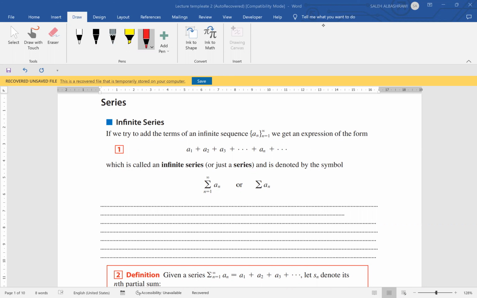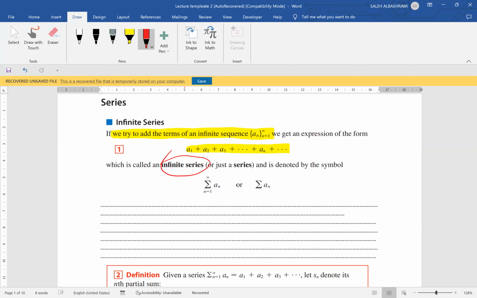Welcome to this lecture, which is speaking about the series. The last part we spoke about the sequences, and we say the sequence is a function whose domain is the positive integers. For the series, it is related to the sequence in a way that if we try to add the terms of an infinite sequence, we get an expression of the form a1 plus a2 plus a3 plus up to an goes to infinity. This is called infinite series. So we can define the series as the sum of the terms of a sequence. We call it infinite series or just a series.